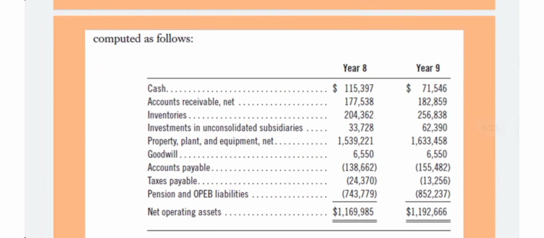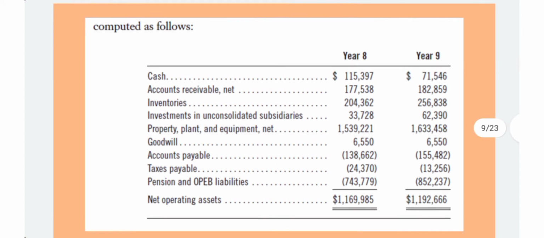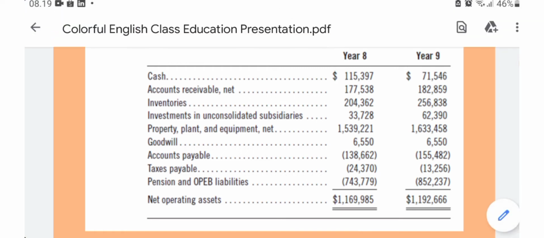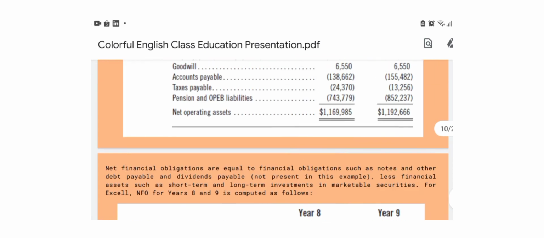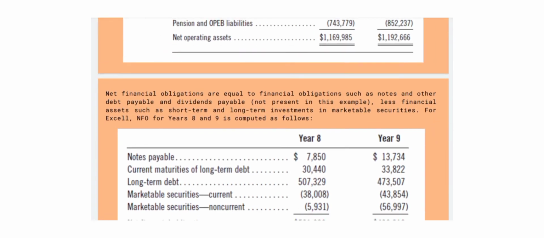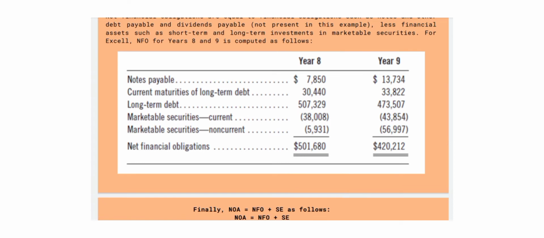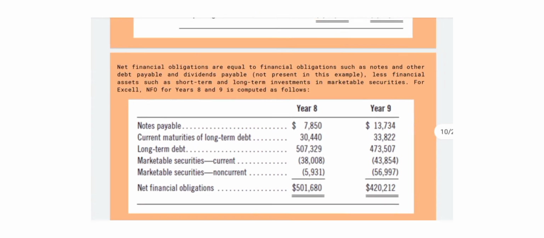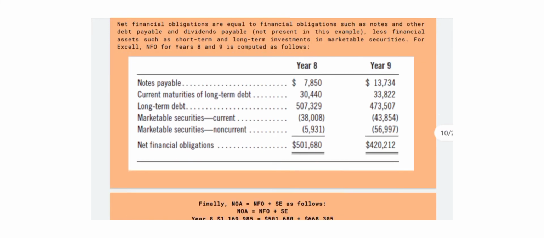So as we talked before, we need to compute net operating assets first. We calculate all the assets like cash, accounts receivable, inventories, investment, property, goodwill, accounts payable, and tax payable. And after we get the net operating assets, as in the formula, we need to find the net financial obligation, and we calculate all the obligations related to the financial obligation.